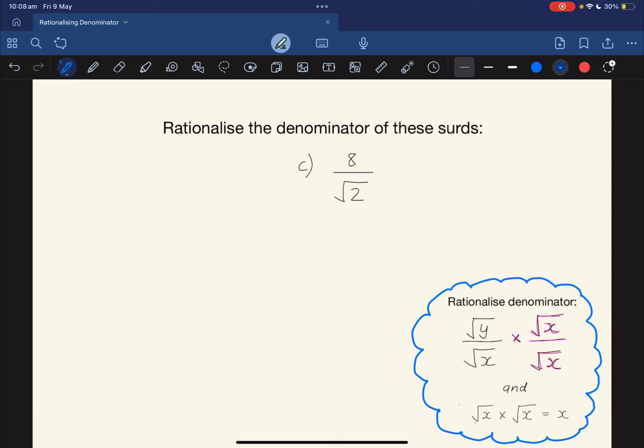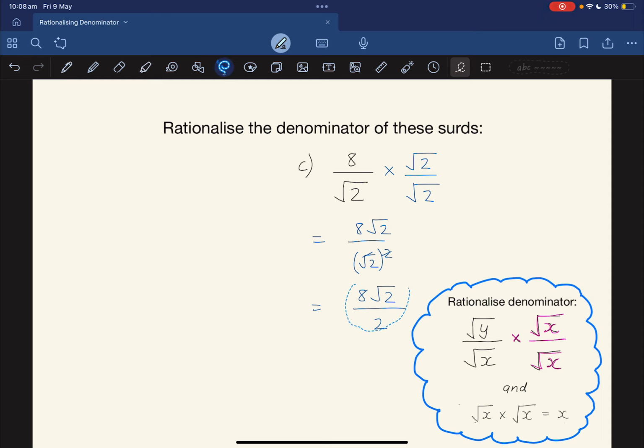8 on root 2, rationalize the denominator. Times it by the denominator on itself. 8 root 2, numerator times numerator, denominator times denominator, root 2 squared. 8 root 2 on 2. Is it as simple as we can get it? Well, let me just move that over a bit first. Looking at that fraction out the front, 8 divided by 2 is 4. 4 root 2.